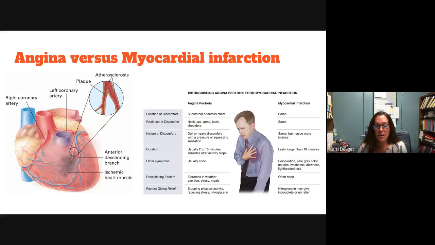So let's talk about angina. There's stable angina and unstable angina. So if I have a patient that's having angina, it's chest pain. If it's stable, it goes away with rest or nitro.